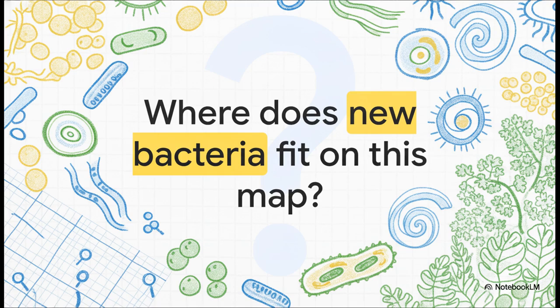Microbiology is a living, breathing, ever-expanding science. So, if a brand new bacteria is discovered tomorrow deep in the ocean or in some remote jungle, it won't break this system. We'd simply ask, what kind of wall does it have? What color does it stain? What shape is it? Basically, where does its architecture fit on this map?